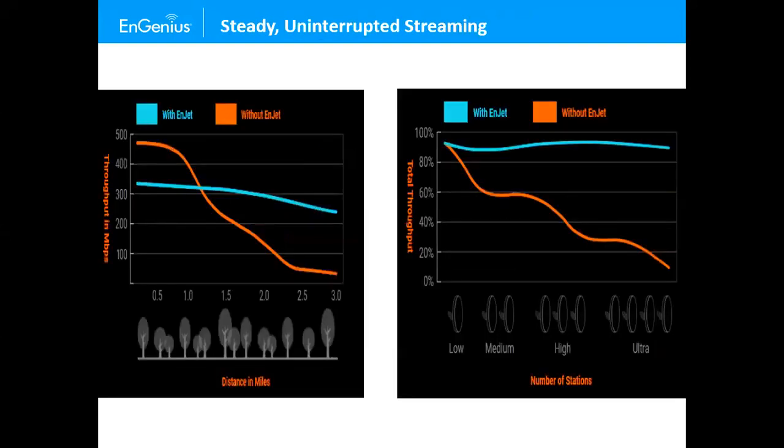So the benefit for the EnJet, you can get steady uninterrupted streaming. EnJet retains the maximum throughput even when distance increases, and EnJet retains stable performance even when the nodes increase. But when I say node, it's a station. You can see on the diagram on the right, you have more stations, but the EnJet performance throughput is still high.